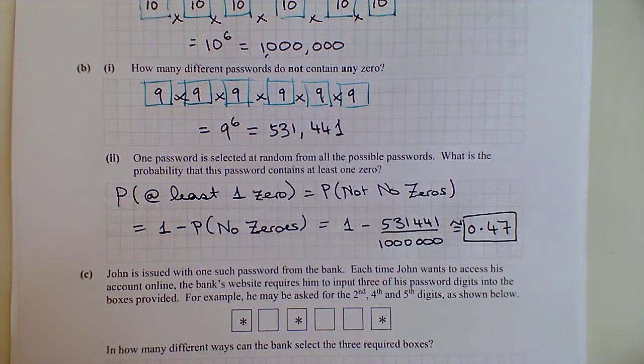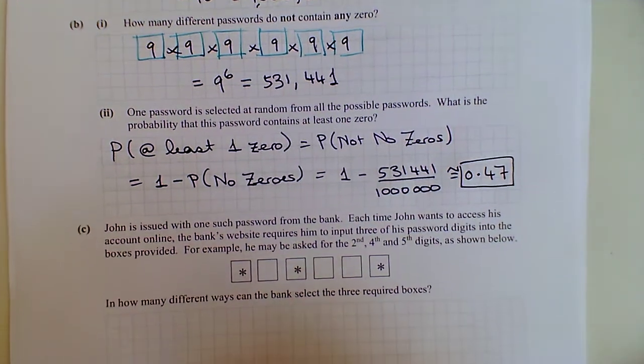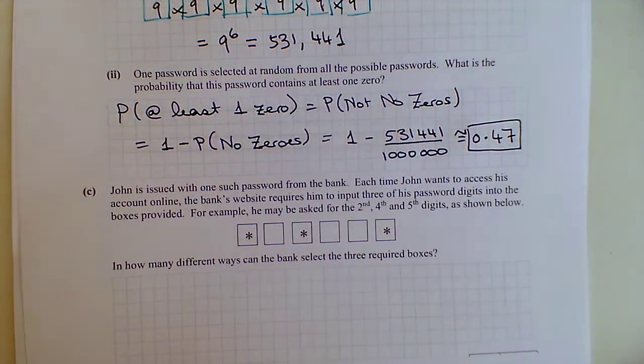Now, John is issued with one password from the bank that's like this, and each time he wants to access his account, the bank website requires him to input 3 of the digits in the box provided. So he might be asked for the second, fourth, and fifth like this. In how many different ways can the bank select the 3 required boxes? Okay, bit of a difficult question here.